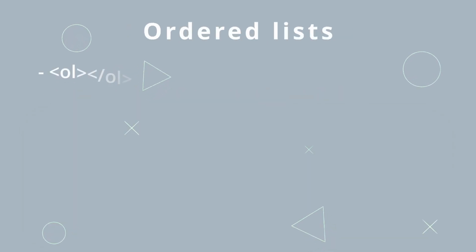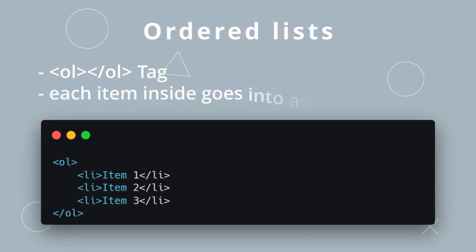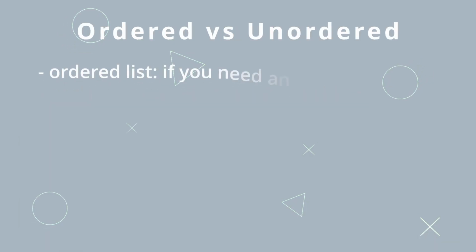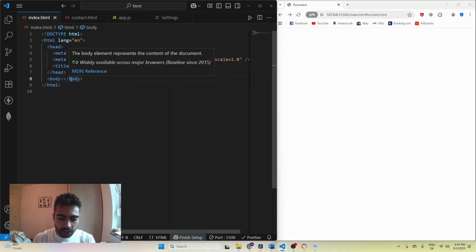An ordered list uses the OL tag and numbers the items automatically. Here, items also go inside of an LI tag. If you need a specific order, like step 1, step 2, use an ordered list. If the order doesn't matter, like a list of ingredients, use an unordered list. So let's take a look at that inside of Visual Studio Code.